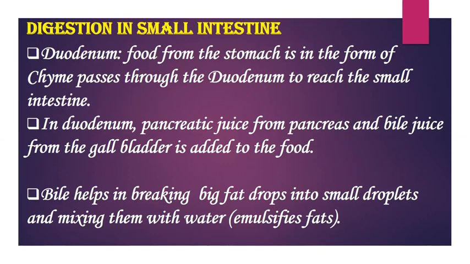Here, gallbladder is a sac-like structure which stores the bile juice secreted by the organ called liver. Bile helps in breaking big fat drops into small droplets of fats and mixing them with water, that is also called emulsifies the fats.